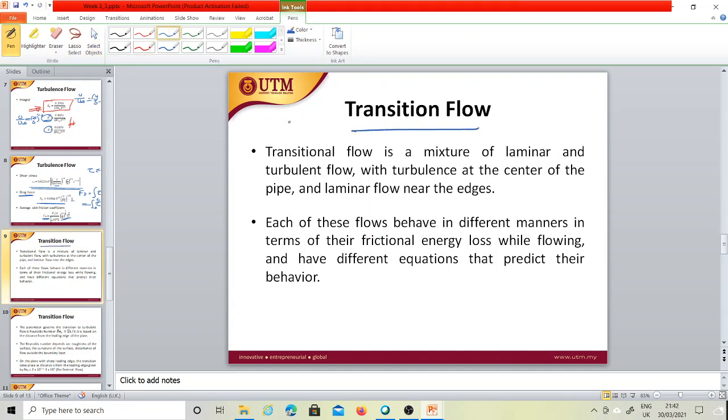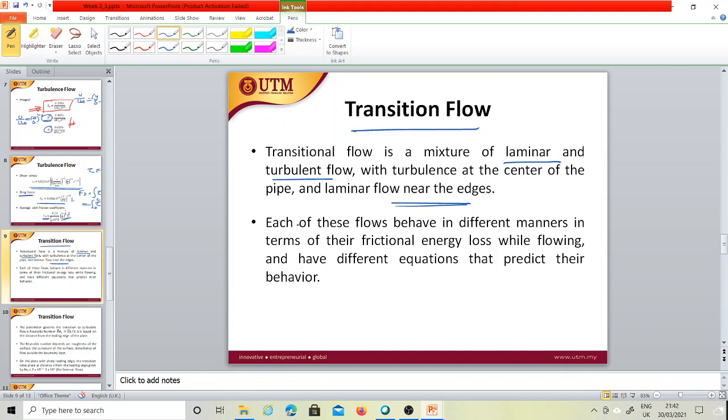Transition flow: this is already all about turbulent flow. Then we have the transition flow, which is very simple. Transition flow is the mixture of laminar and turbulent, the transition from laminar to turbulent flow, so we will have both characteristics here. Normally, if you consider flow through a pipe, we will have turbulent flow at the center and laminar flow near the edge.